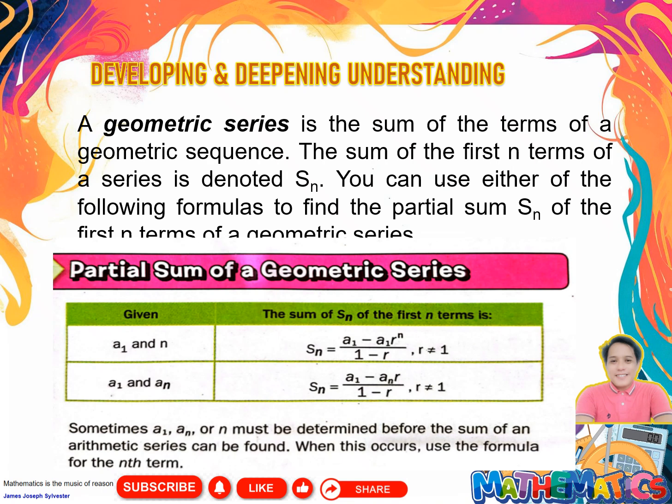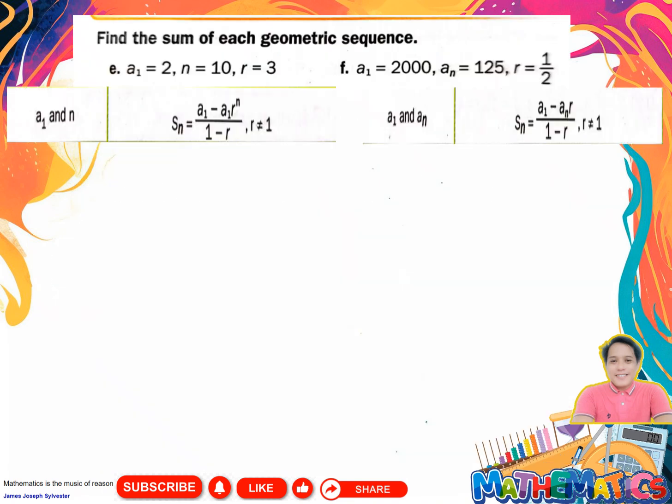And if the given are A sub 1 and A sub n, the first term and last term, the sum of n is equal to A sub 1 minus A sub n times R, divided by 1 minus r, where R is not equal to 1. Sometimes A sub 1 and A sub n or n must be determined before the sum of a geometric series can be found. When this occurs, use the formula for the nth term.